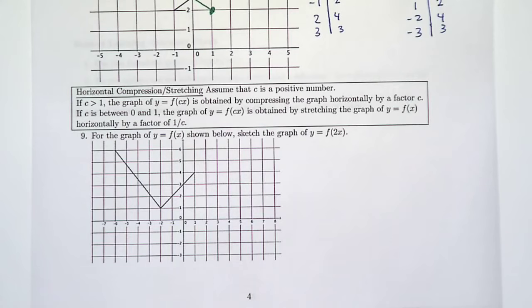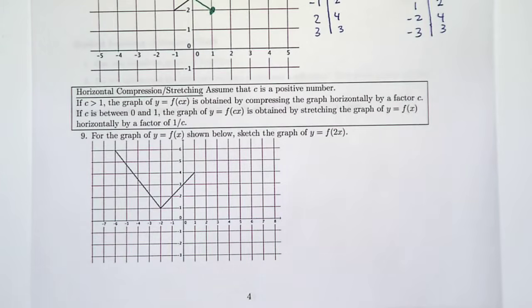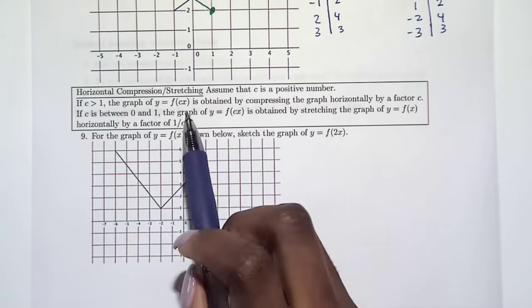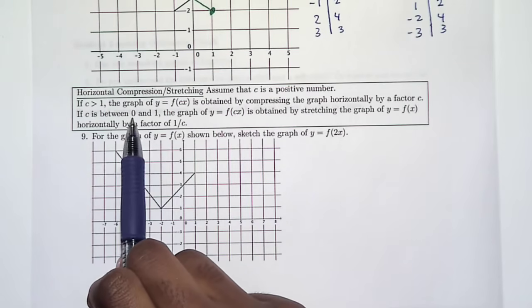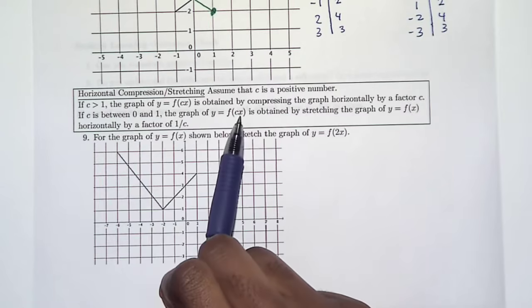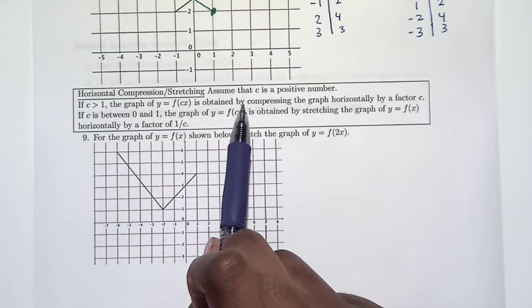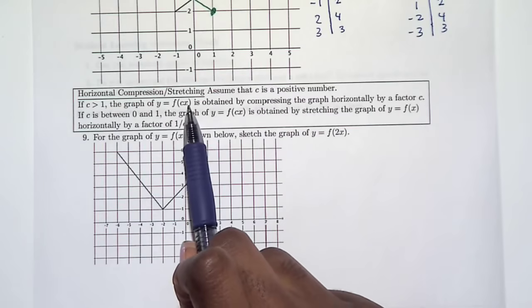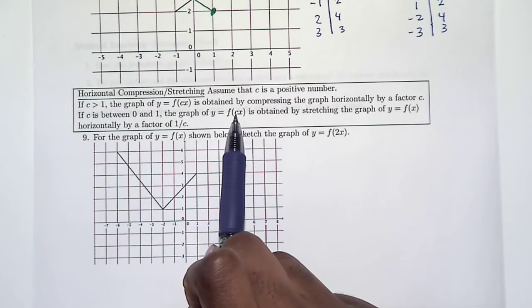All right, next let's talk about horizontal compression and stretching. So basically bigger, smaller. And we're going to assume that C is a positive number again. So when C is greater than 1, f of Cx compresses. And when C is between 0 and 1, f of Cx stretches. So you may think that this looks backwards, that when you multiply by something big, you get smaller, and then you multiply by something small, you get bigger.